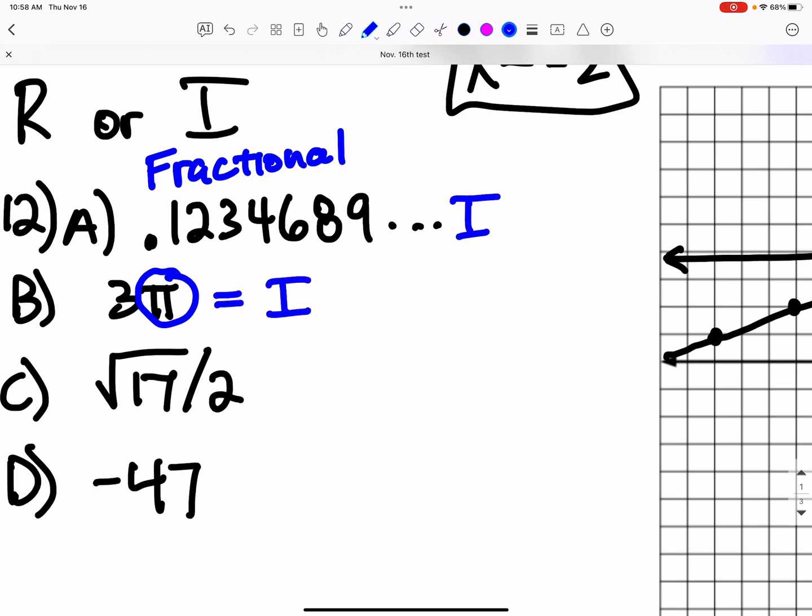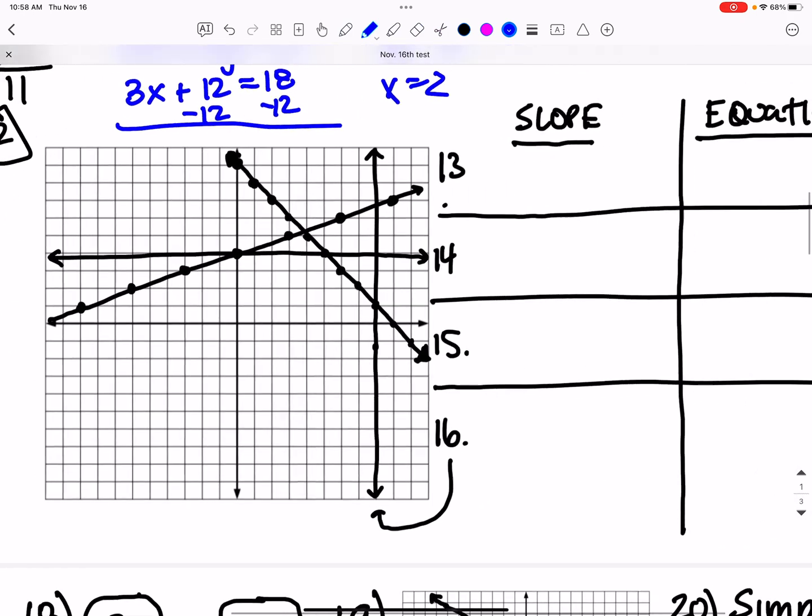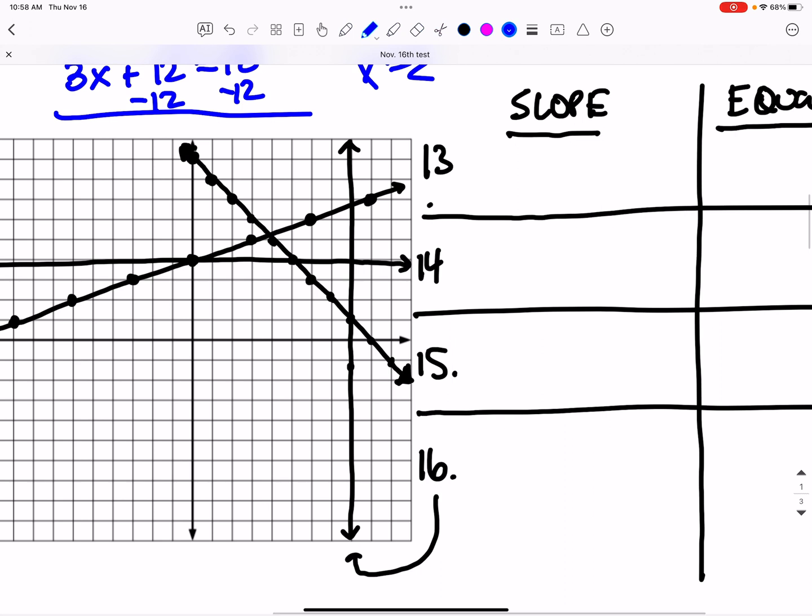Nope, irrational. Square root of 17 is not a pink number. 16 would be cool, but not 17. So it goes on forever without a pattern. Nope, irrational. 47, yeah, I can make that a fraction. I just put a 1 on the bottom. Negative 47, rational.